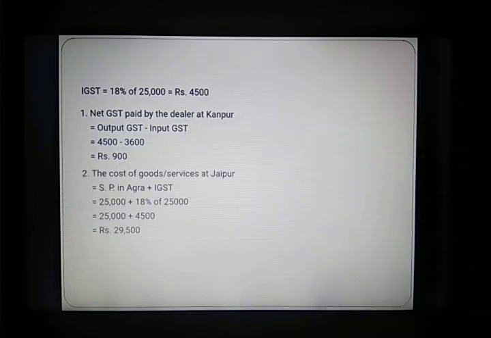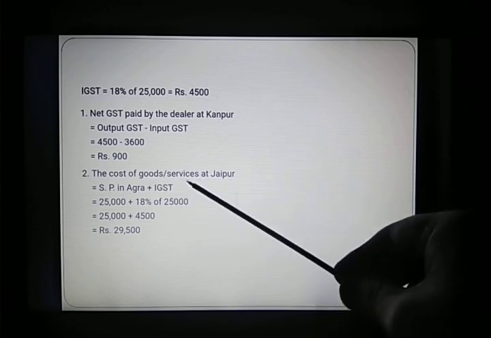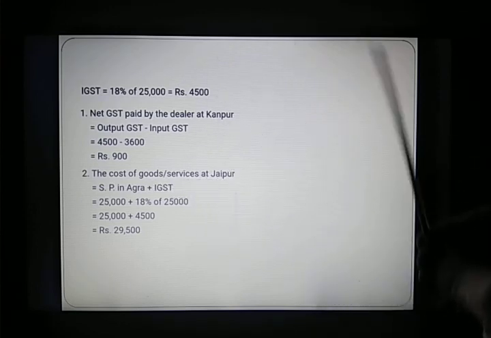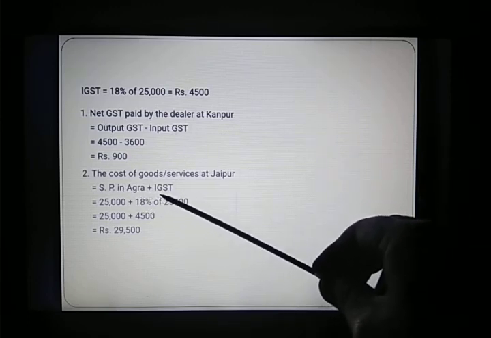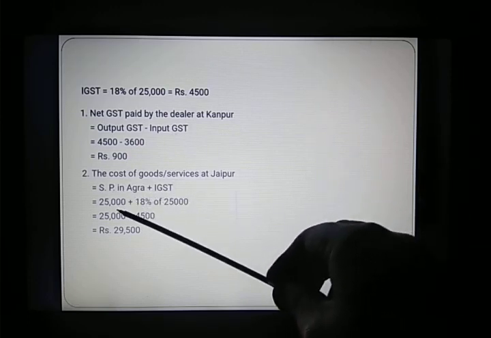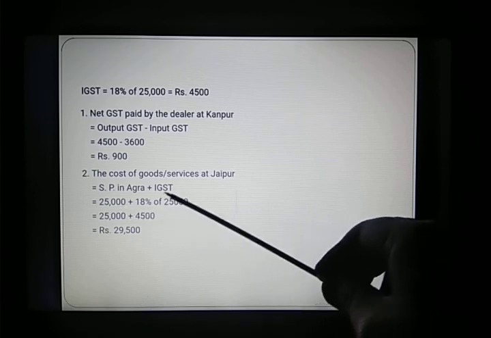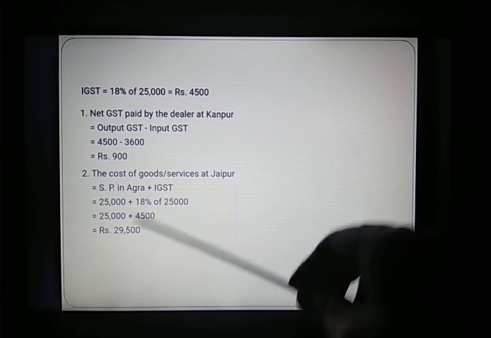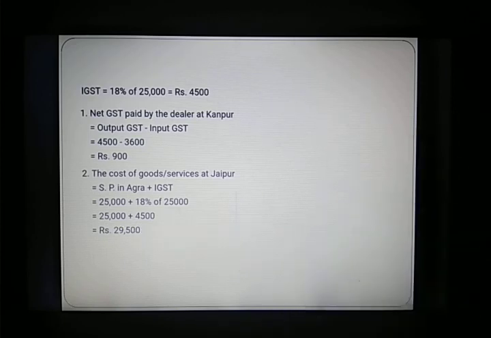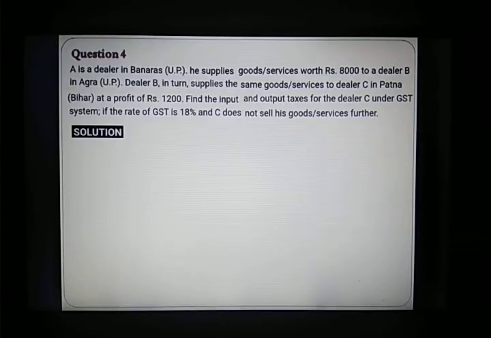Now next is the cost of goods or services at Jaipur. So it will obviously be selling price in Agra plus IGST. Selling price in Agra was this much, and IGST we just now found to be 4500, and when you add them you'll get this much. So pause the video to note down. Okay, we'll move on to the next question.